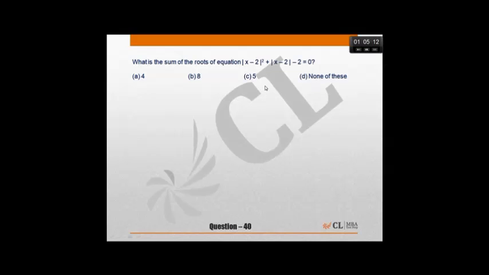What is the sum of roots of the equation x minus 2 whole square plus x minus 2 mod of x minus 2 equal to 0? Cases will have to be made, so I'll look at this in round 2.